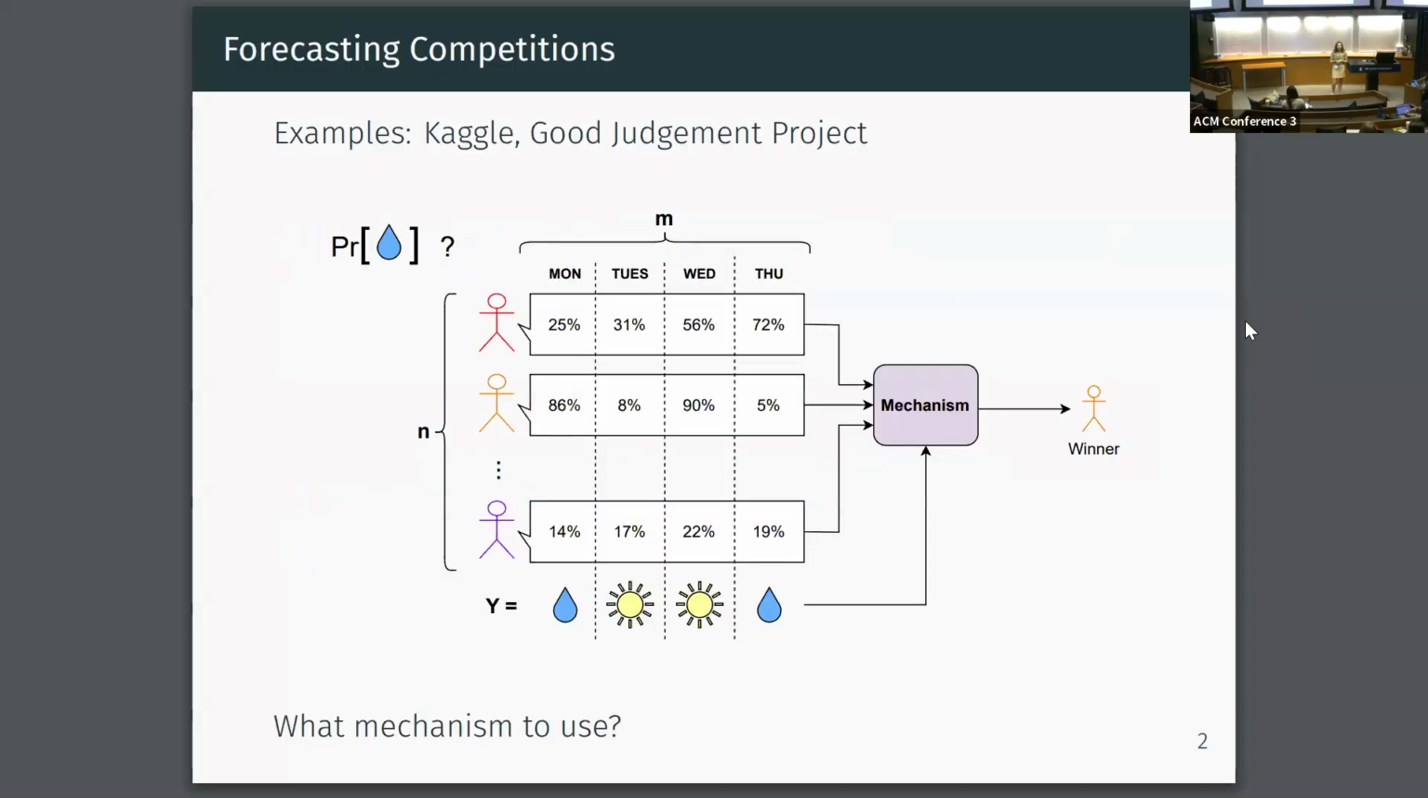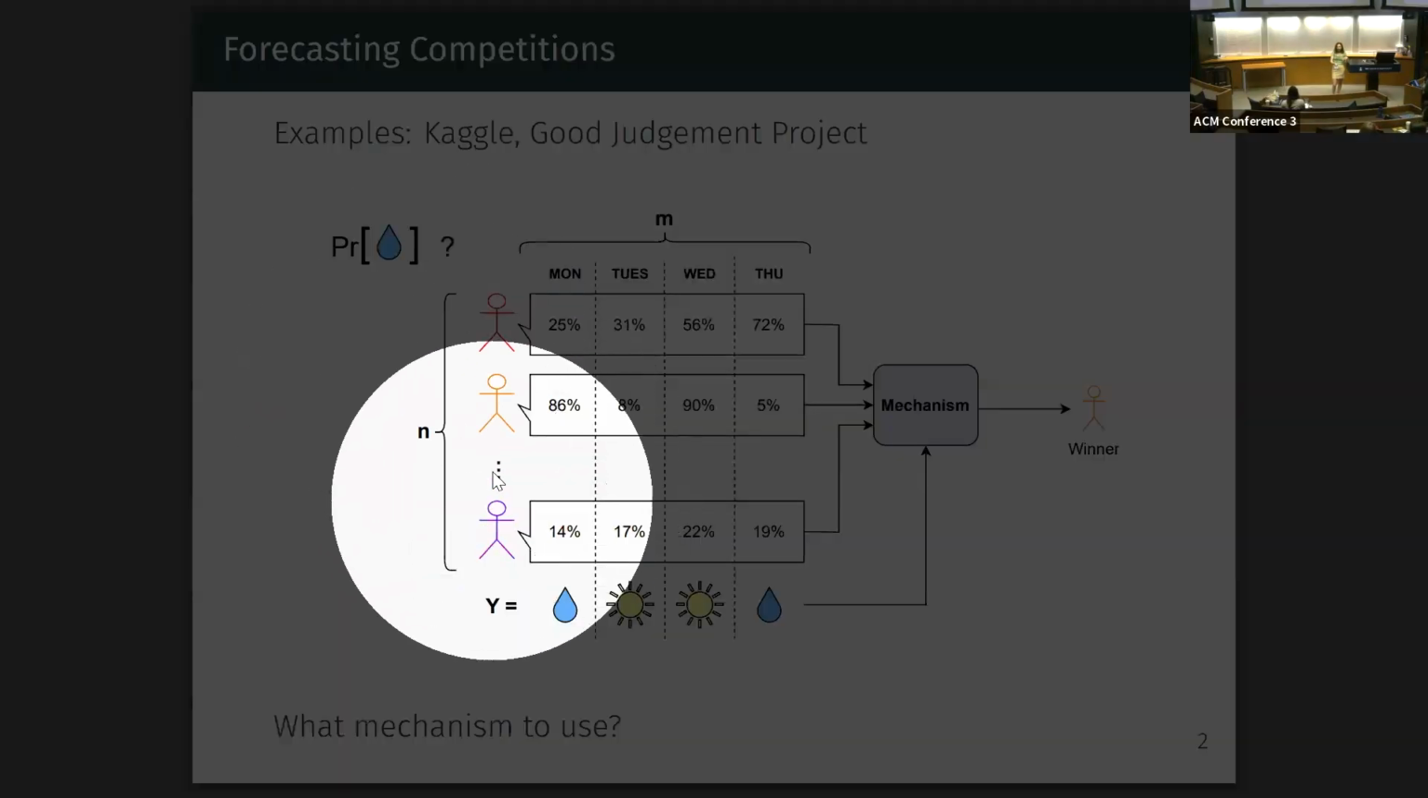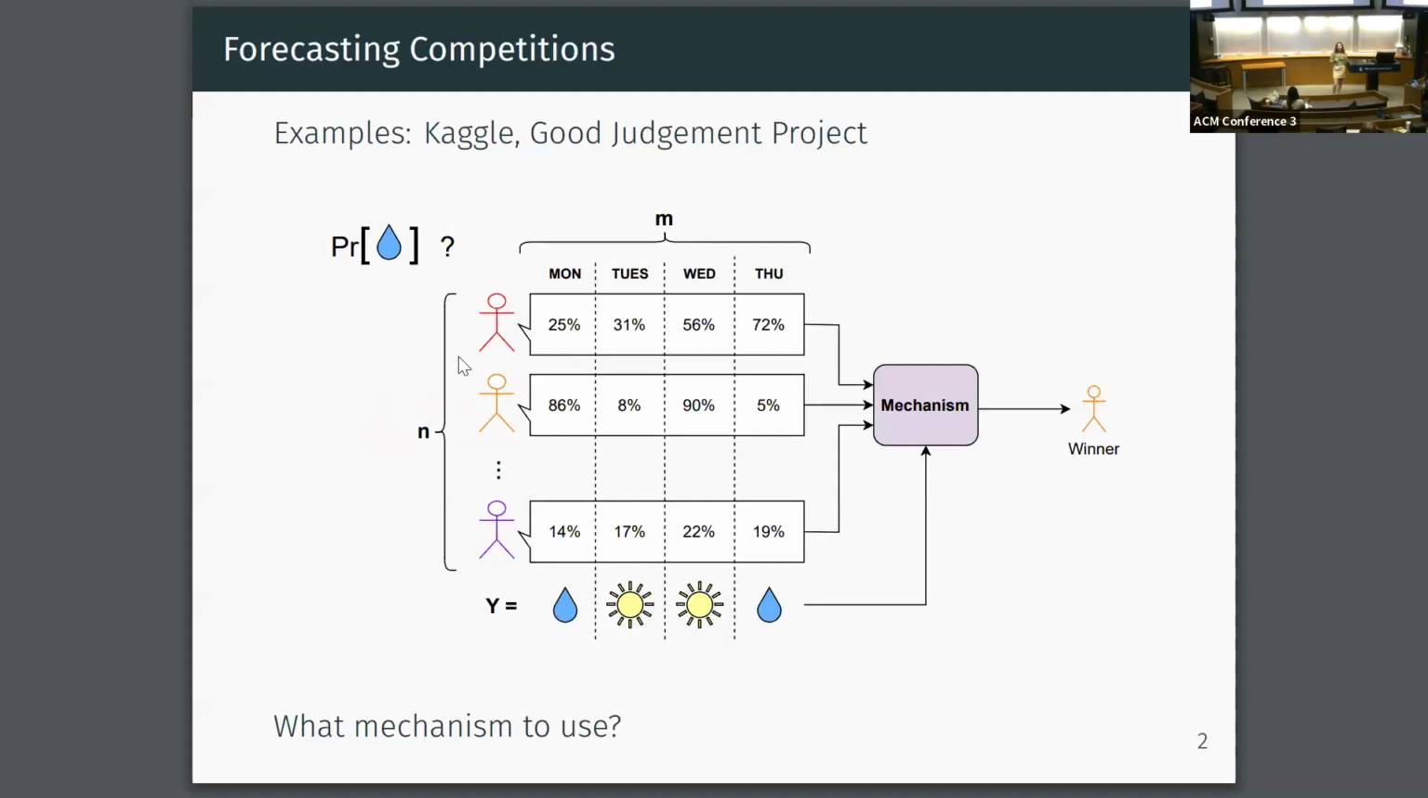Okay, so we're going to start off by defining what a forecasting competition is. So in a nutshell, in a forecasting competition, we have a set of competitors. So we have our n competitors, sorry, this guy, over here. And each competitor is submitting a prediction about some future event or outcome. And so we have a set of outcomes.